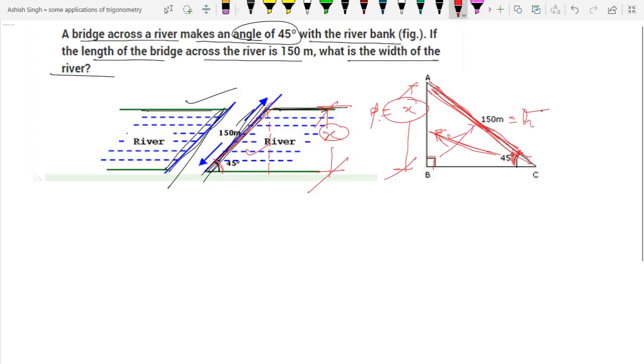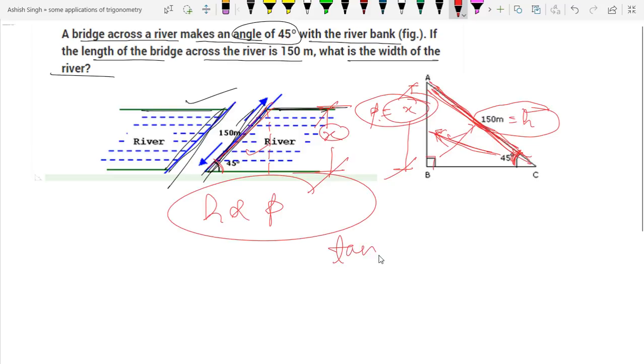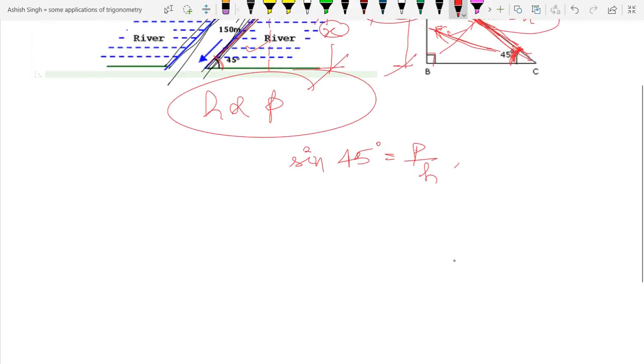So we have the relation between hypotenuse and perpendicular. And what is the relationship between hypotenuse and perpendicular? That is nothing but, sorry, I beg your pardon, this is the relation of sine. Here the angle is given to you as 45 degree. Sine 45 degree is equal to P by H, perpendicular by hypotenuse.